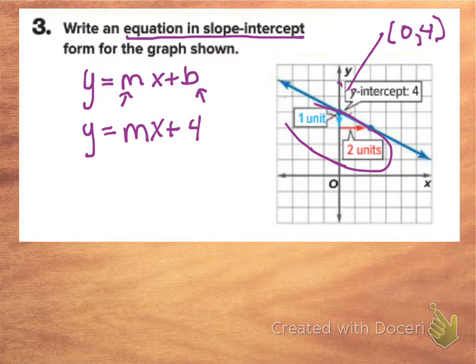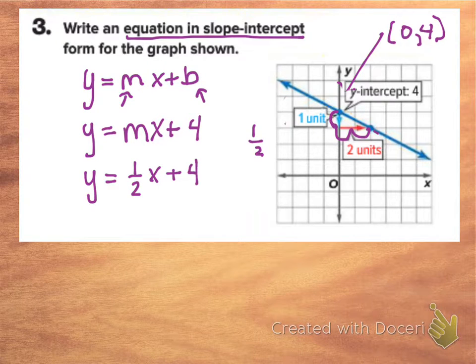So that's nice. Now it won't always be. Sometimes we're going to have to determine that ourselves. But you're looking at what's the rise. That's 1 over the run, 1, 2. And so your slope is 1/2. And then we write the rest of the equation.